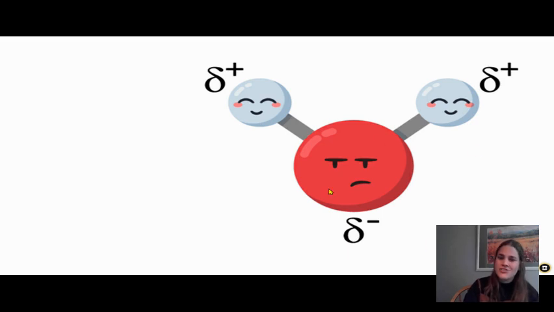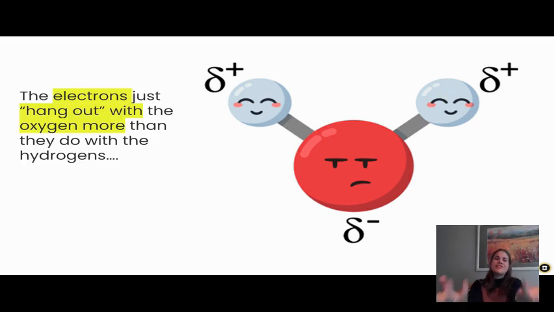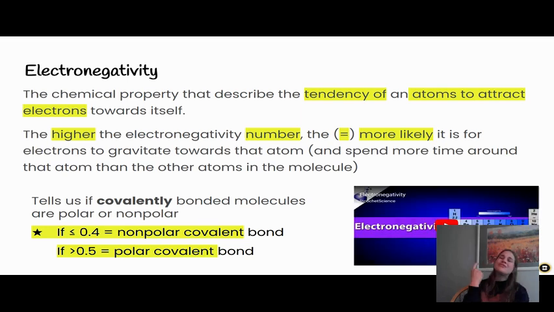So we said oxygen, partially negative, hydrogen, partially positive. And it's just because the electrons are going to hang out with the oxygen more. So this oxygen has this pull. The electrons are just fangirling over this oxygen. So it has to do with this idea of electronegativity. Electronegativity is a measurement of how much the atoms are going to attract electrons towards themselves, how attracted the electrons are going to be to that atom. The higher the electronegativity number, the more likely the electrons are going to gravitate towards that atom.